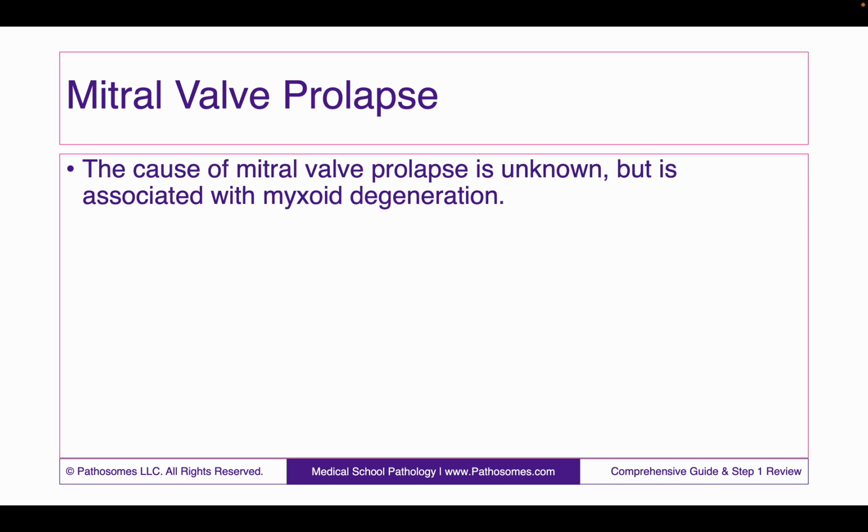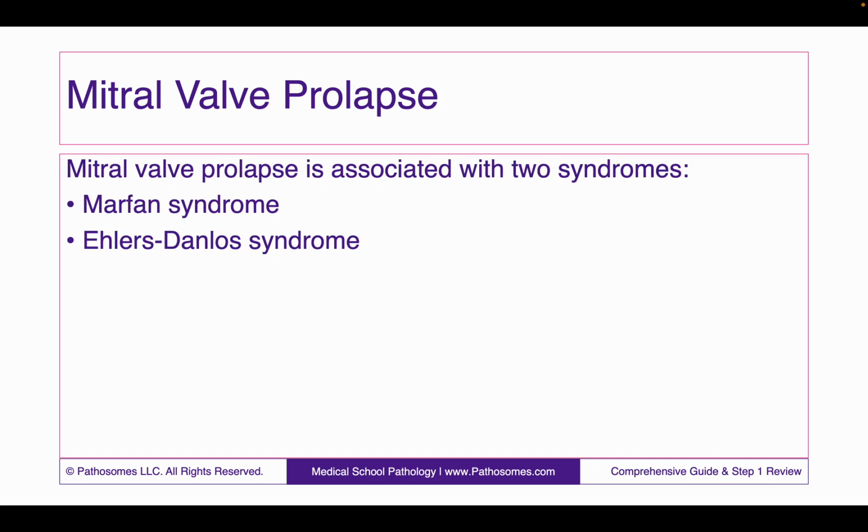The cause of mitral valve prolapse is unknown. However, it is associated with myxoid degeneration. Mitral valve prolapse is associated with two key syndromes that you know in depth, right? You know about Marfan syndrome, and you know about Ehlers-Danlos syndrome, right? Of those two, who tends to be more tall? Marfan's, right?